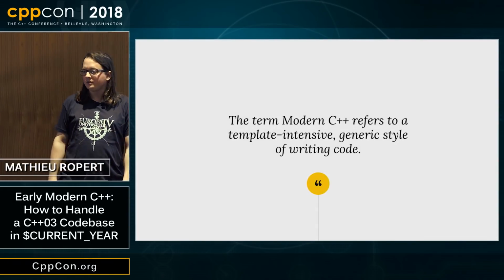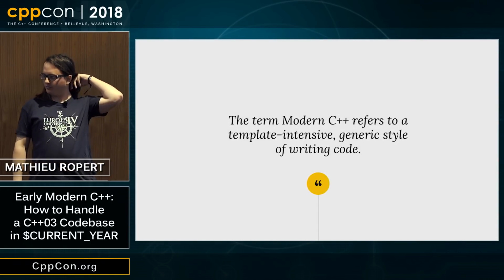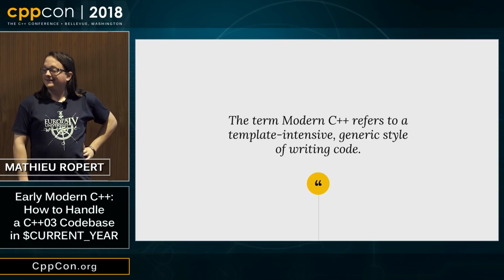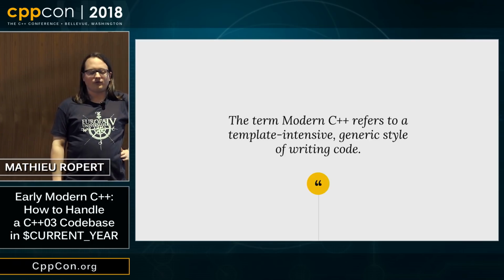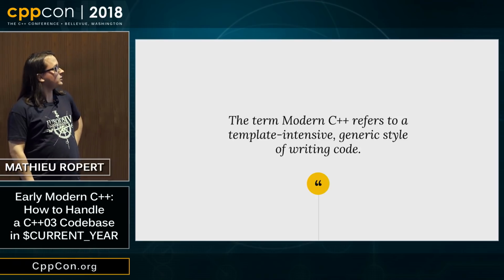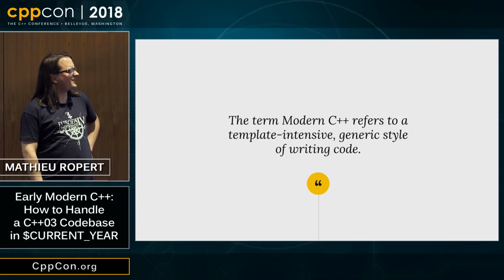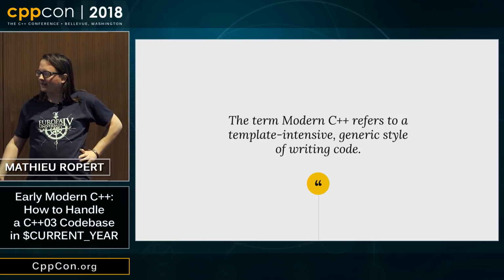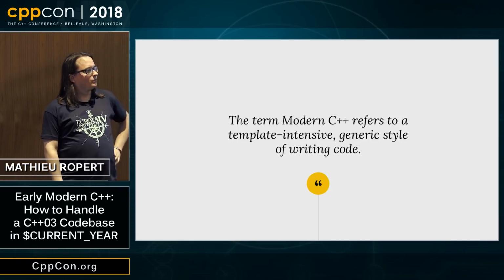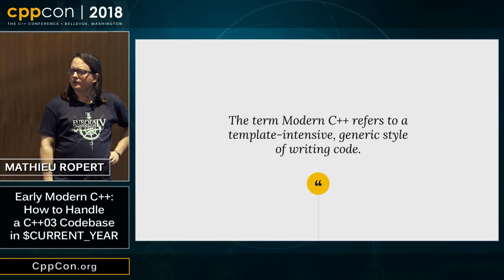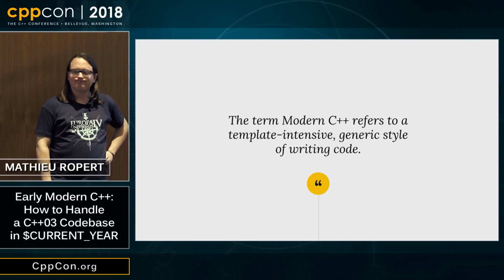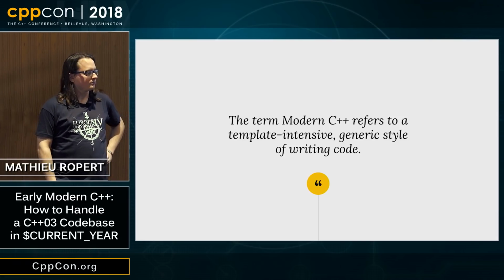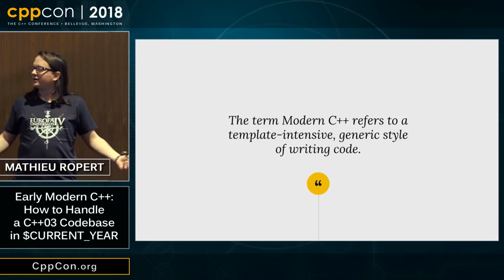So continue on Google. And the next one is: the term modern C++ refers to a template-intensive generic style of writing code, which is a great quote because it's both true and kind of hard to understand. But maybe you recognize the source. Anyone know? Anyone want to try a guess? Come on. It's history lesson time.